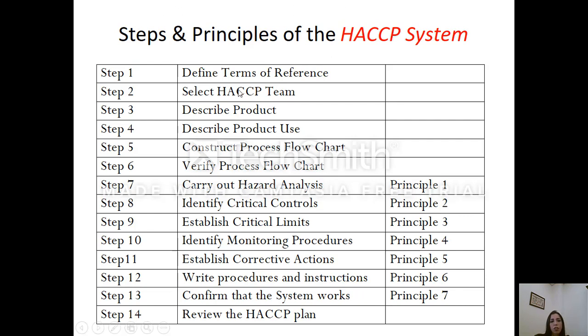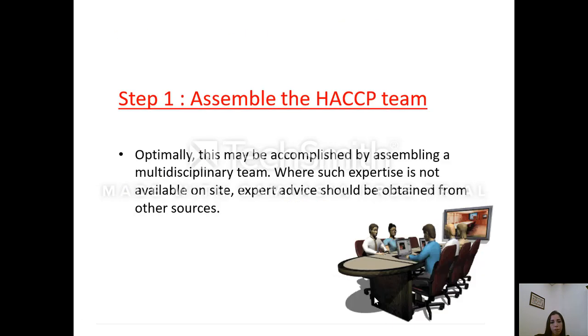So the HACCP system is composed of 14 steps, okay, starting also by defining the terms of reference, such as the key terms that I already explained, and reviewing the HACCP plan as the last step. But it's composed of 7 principles, okay. So the 7 principles are: principle number 1, to carry out hazard analysis; number 2, to identify the critical control points; number 3, to establish critical limits; number 4, to identify monitoring procedures; number 5, establishing corrective actions; 6, writing procedures and instructions; and 7, verification system.